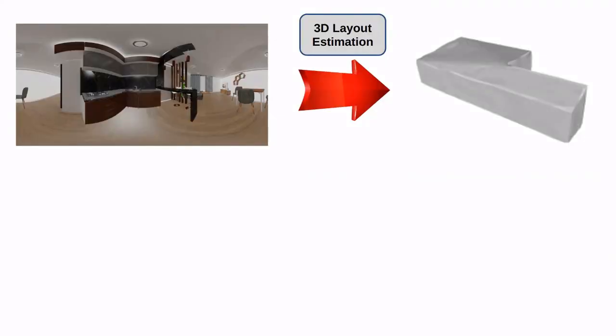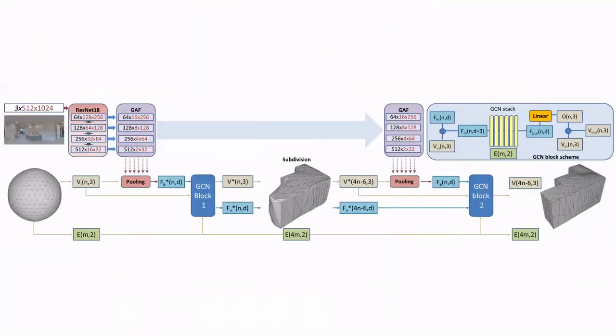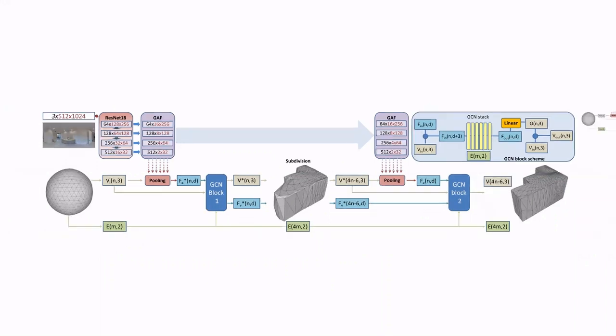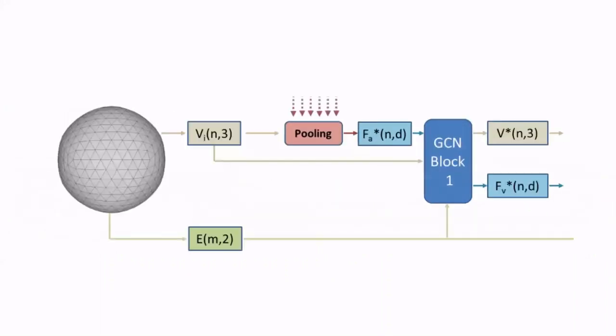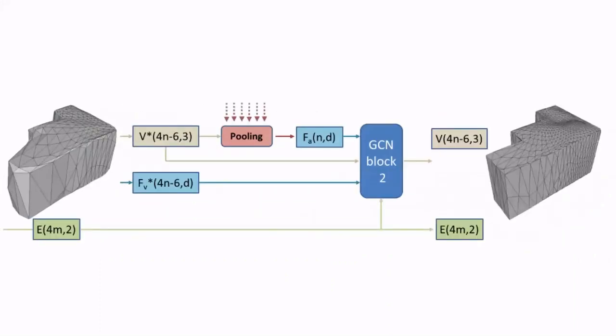Our end-to-end deep learning technique maps an equirectangular image to a 3D mesh representing the bounding surface of the room. Two graph convolution network blocks deform an input icosphere by offsetting its vertices. The first block starts from pooling the gravity-aligned features to return a low-res estimation of the mesh. This low-res representation is then refined to pool refined gravity-aligned features, which drive the second graph convolution network block. The output of the second block is the final refined mesh model.